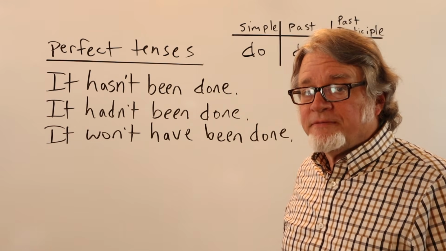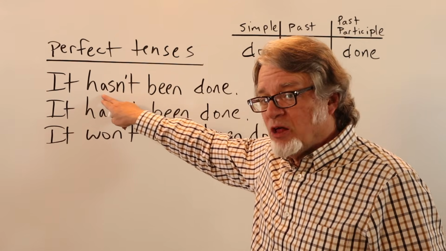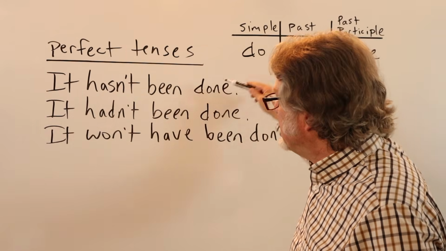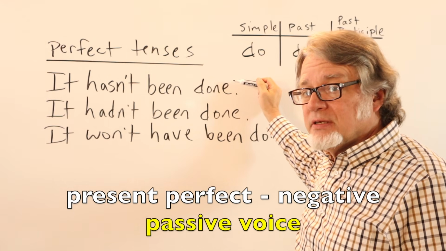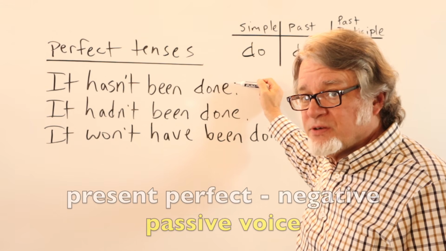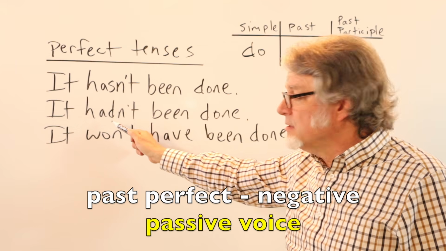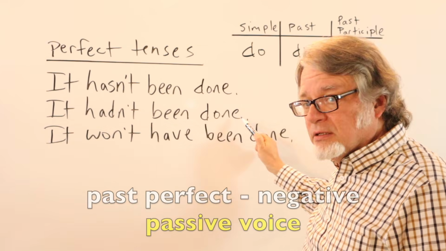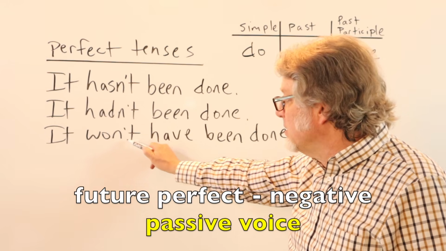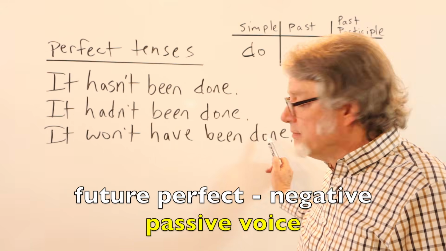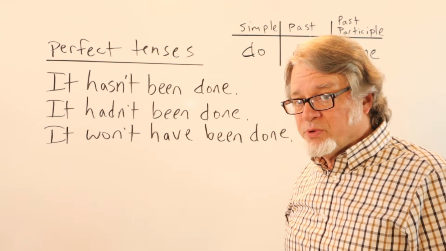To make the negative form for these sentences, just add not to this helping verb. It hasn't been done. This is the present perfect tense negative in the passive voice. In the past perfect tense negative, it hadn't been done. And in the future perfect tense negative, it won't have been done. This is a difficult verb tense to use, but this is possible.